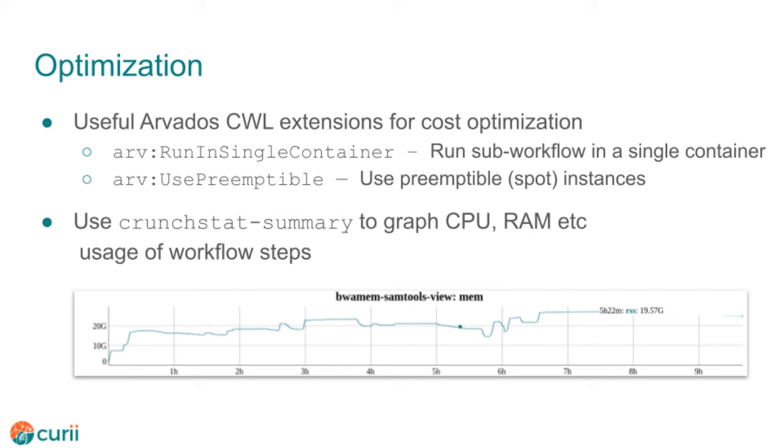Arvados collects extensive metrics from compute jobs to help you understand what compute resources you actually need to use, so you can make sure you're running your jobs on the cheapest instance type that will do the job. Use CrunchStat Summary tool to graph these metrics to understand the usage of resources over the runtime of a job.